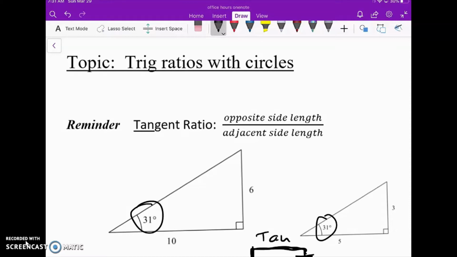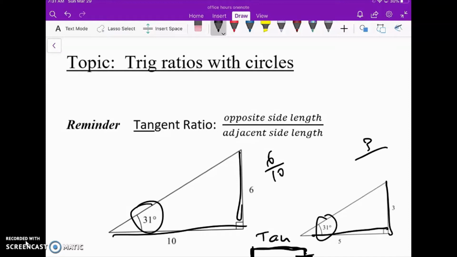For this one, the tan ratio is the opposite, which is 6, over the adjacent, which is 10. Whereas with the smaller triangle, the tan ratio is the opposite, which is 3, over the adjacent, which is 5. So exactly the same ratio, 6/10 or 3/5 means the same thing.